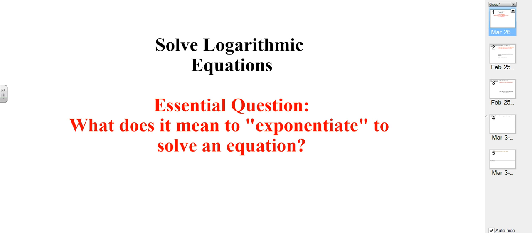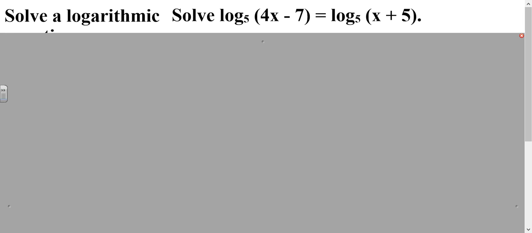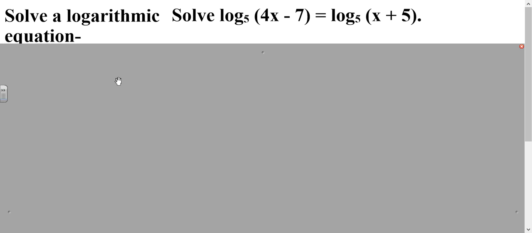Today we're going to be solving logarithmic equations. So your essential question is, what does it mean to exponentiate to solve an equation? So the first type of problem we're going to solve today will be something like this, where you have log base 5 of 4x minus 7 equals log base 5 of x plus 5.